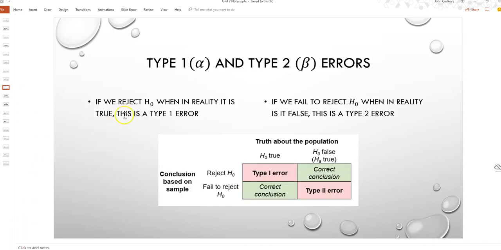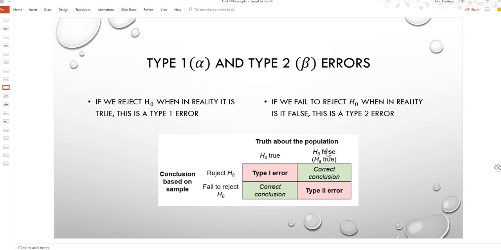Okay, now we've got to talk about errors. So a type 1 or alpha error and a type 2 or beta error. Let's look at our table first and we'll get into some definitions here. So the truth about the population, and this is our conclusions based on our sample. Let's assume the null hypothesis is true, but we reject it anyway. That is a type 1 error. The correct conclusion would be if it's true and we fail to reject.